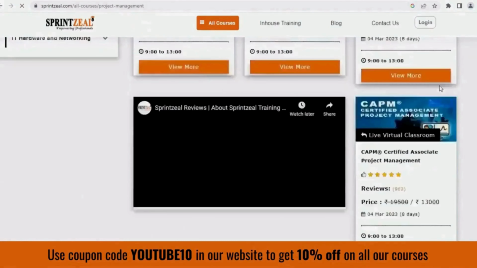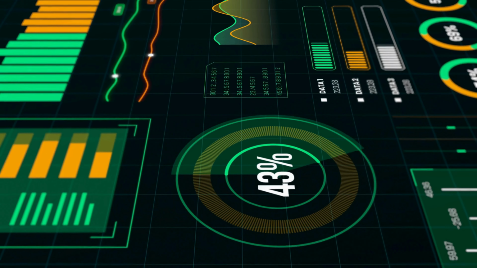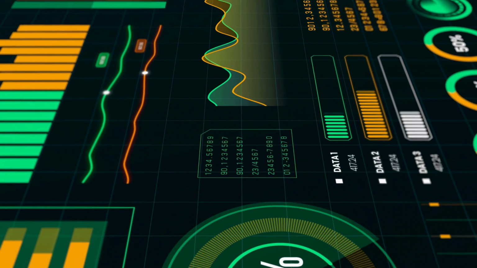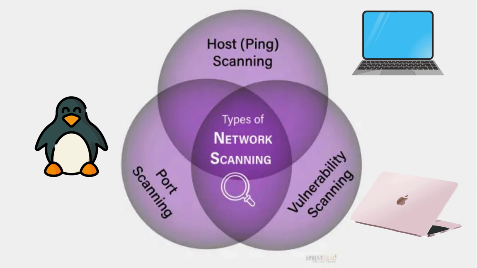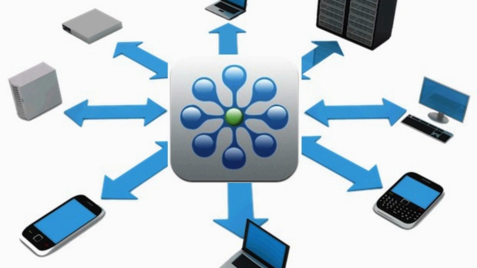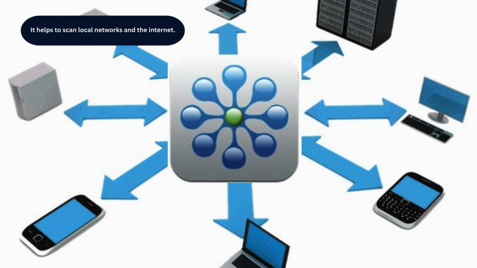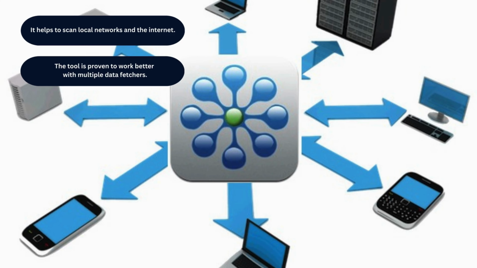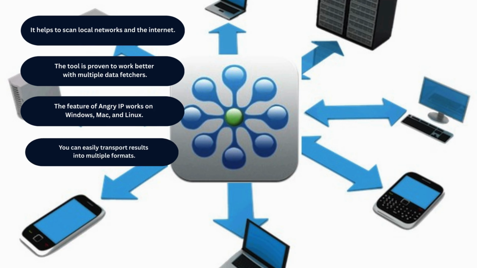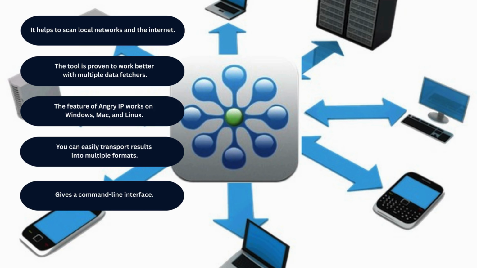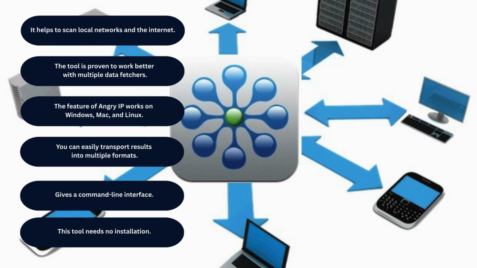3. Angry IP Scanner. Angry IP Scanner, or simply IPScan, is a free and open-source network scanner developed for easier and more effective port scans. The tool runs on Linux, Windows, Mac OS X, and other possible platforms. Key features. It helps to scan local networks and the internet. The tool is proven to work better with multiple data fetchers. The feature of Angry IP works on Windows, Mac, and Linux. You can easily export results into multiple formats. Gives a command line interface. This tool needs no installation.